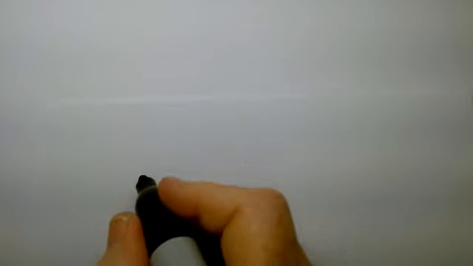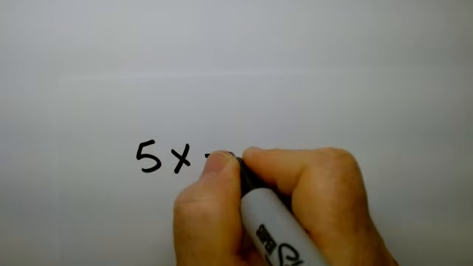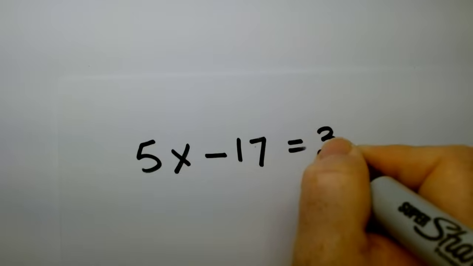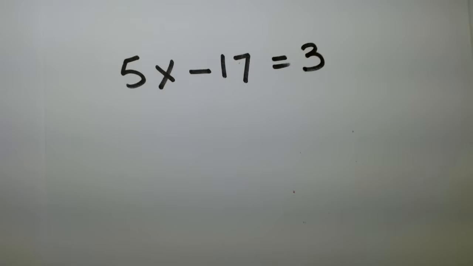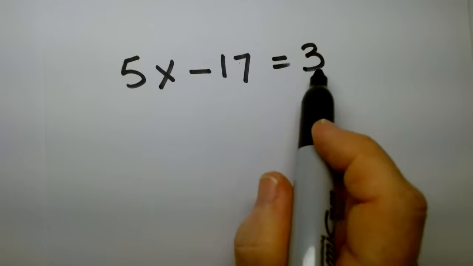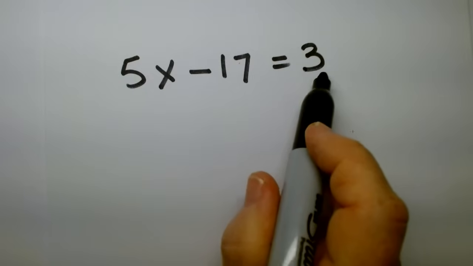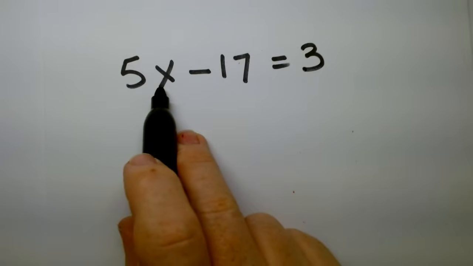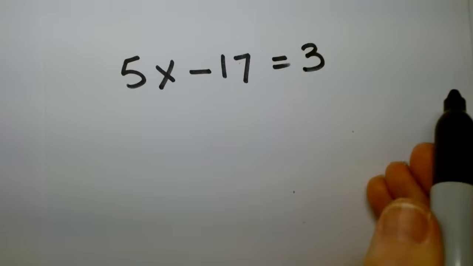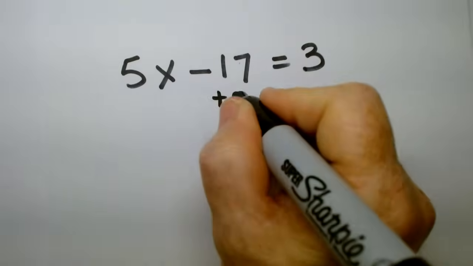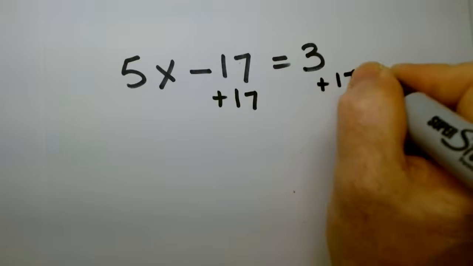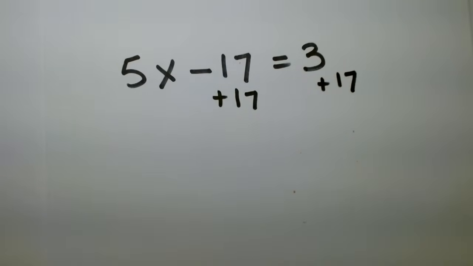How about this one? I have 5x minus 17 equals 3. Ooh, this one's different, isn't it? So we have numbers without x on both sides. I like to put these on the left and these on the right, but you do what you are comfortable with. But if I have a standard procedure, then I don't have to reinvent it every single time. I can get the same answer each time.